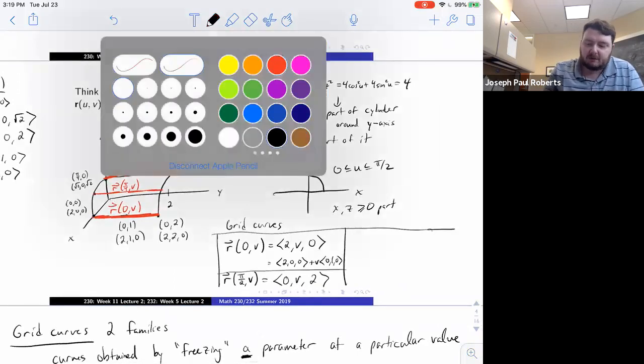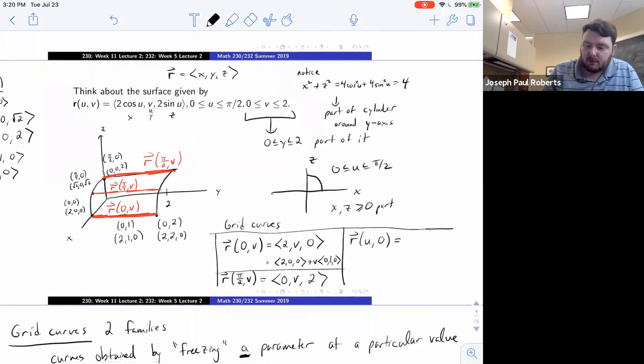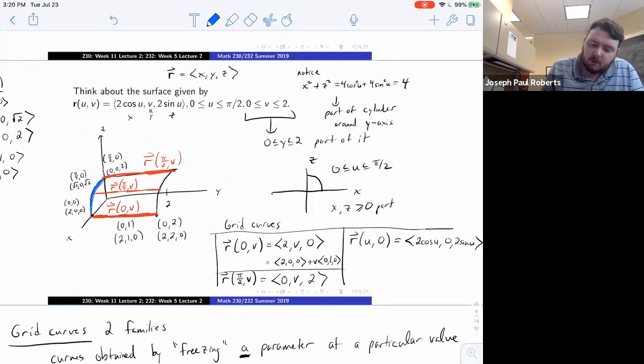Okay, and then I could do the other family. So the first family is by freezing U and letting V be your parameter. The other family would be freezing V and letting U be your parameter. So in this case, I would get 2 cosine U, 0, 2 sine U, which is a quarter circle based on our restriction on U, our quarter circle in the plane y equals 0. So this first blue curve over here, that's the curve with equation R of U, 0. And then if I did it over here, it would be living in the plane y equals 2. So this is R of U, 2. And then this one here in the middle would be R of U, 1.